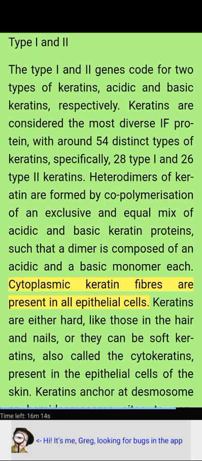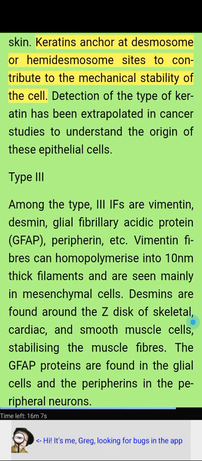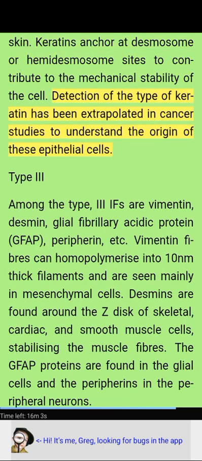Cytoplasmic keratin fibers are present in all epithelial cells. Keratins are either hard, like those in the hair and nails, or they can be soft keratins, also called cytokeratins, present in the epithelial cells of the skin. Keratins anchor at desmosome or hemidesmosome sites to contribute to the mechanical stability of the cell. Detection of the type of keratin has been extrapolated in cancer studies to understand the origin of these epithelial cells.